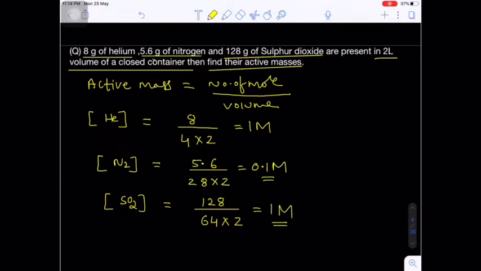This is the calculation of what? Active mass. How to calculate the active mass? Given number of moles divided by volume of the container.